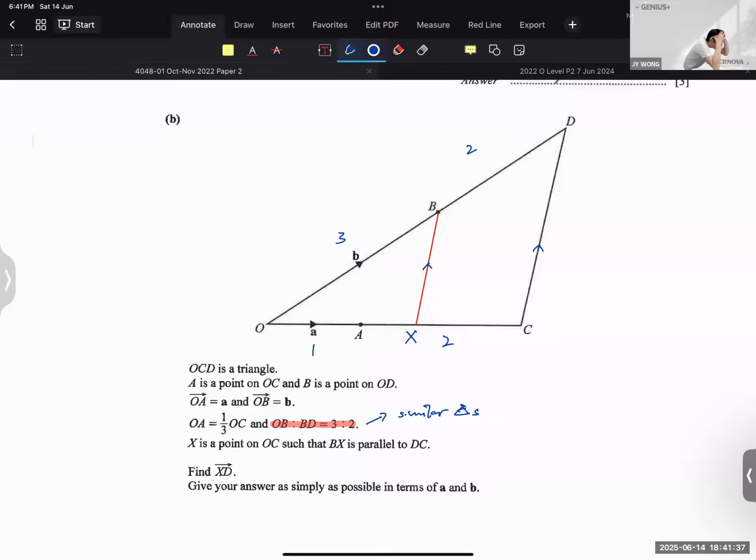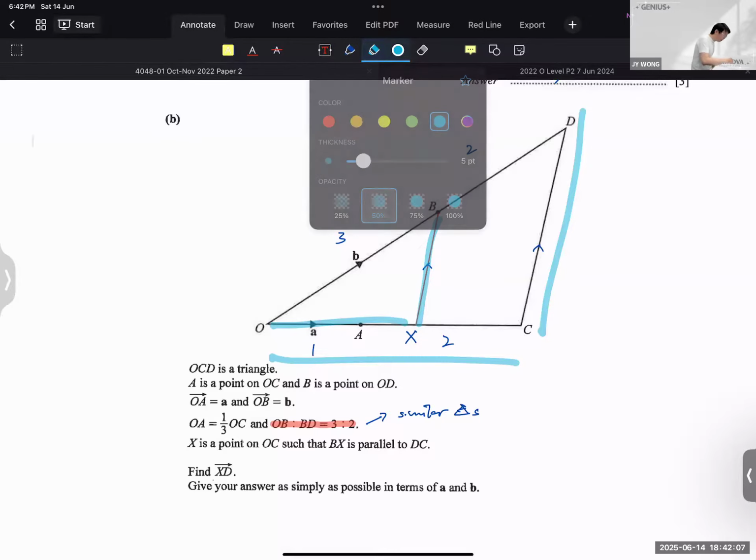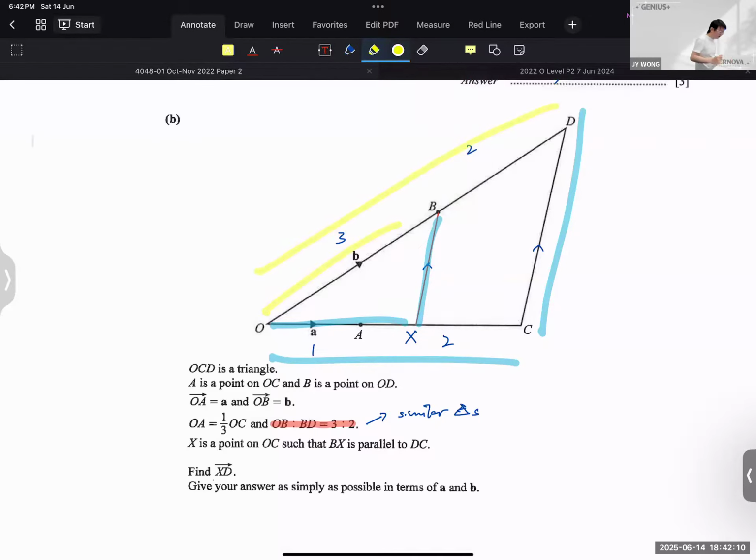Find XD, giving your answer as simply as possible in terms of AB. Remember what I said just now? You see a shape like this should remind you of what kind of triangles, Zachary? Similar triangles. This should remind you of a similar triangle. And therefore, this over this should be the same as this over this. Agree? But it also means that this over this is also equal to this over this, isn't it?